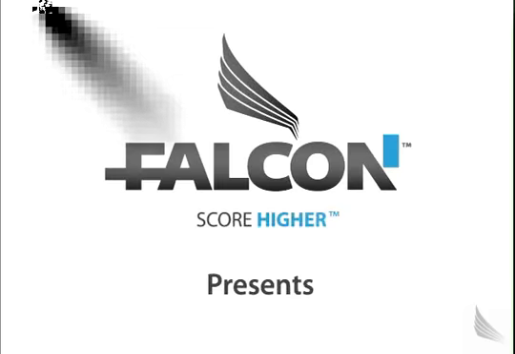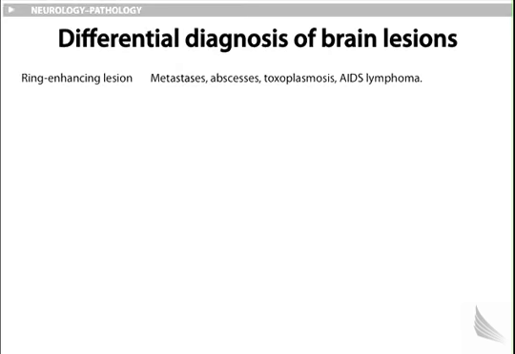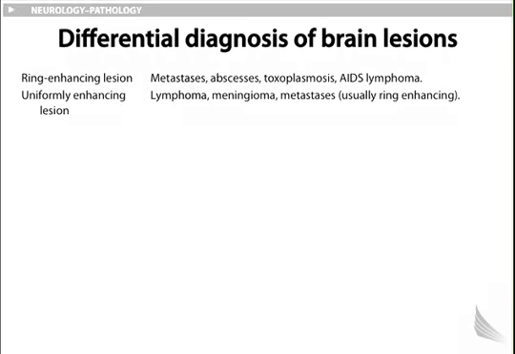Another high-yield topic is the differential diagnosis of radiographically detected brain lesions. Often these lesions are ring-enhancing, and the differential diagnosis of a ring-enhancing lesion would be a metastasis, an abscess, a toxoplasmosis lesion, or AIDS lymphoma. In contrast, uniformly enhancing lesions could be a lymphoma, meningioma, and occasionally metastases can enhance uniformly. Classically, glioblastoma multiforme will cause enhancement, but the enhancement will be very heterogeneous in its appearance.